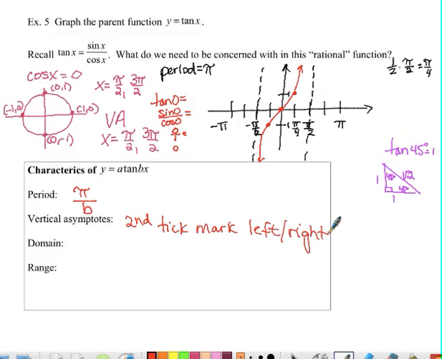The domain. Well, we have a problem with the domain. The domain is going to be all x values except where the denominator equals 0.